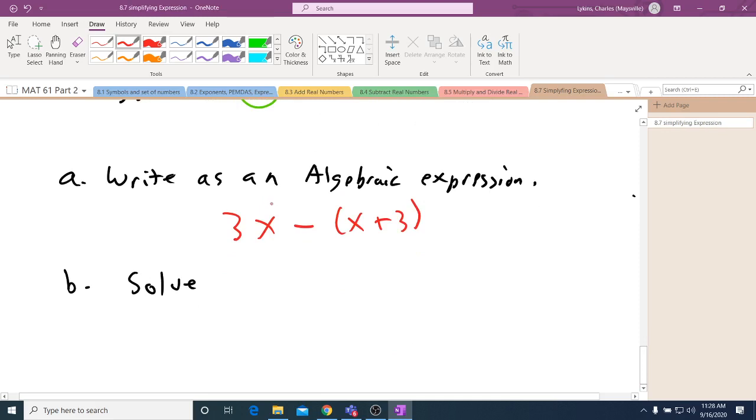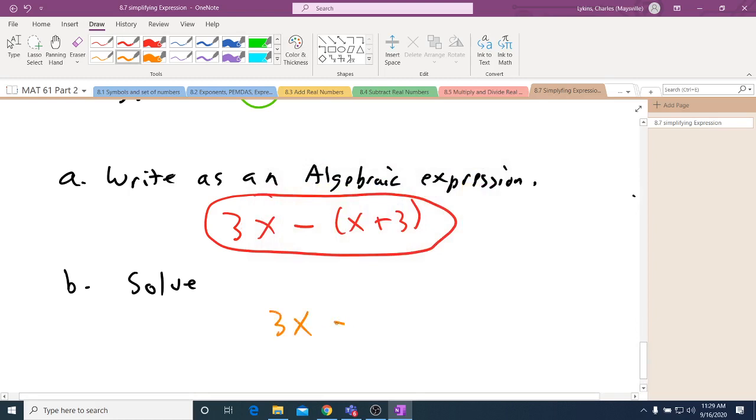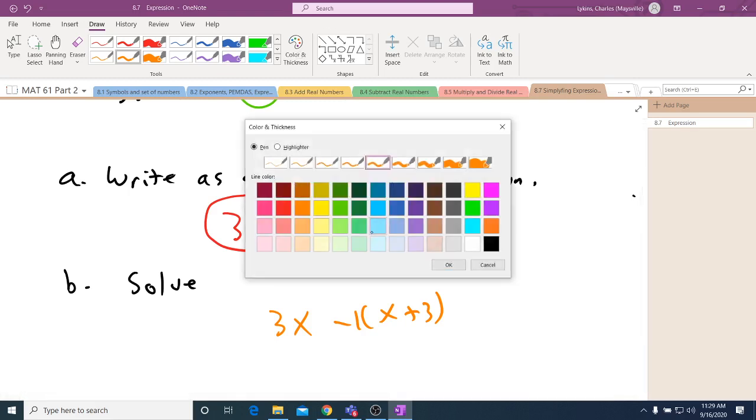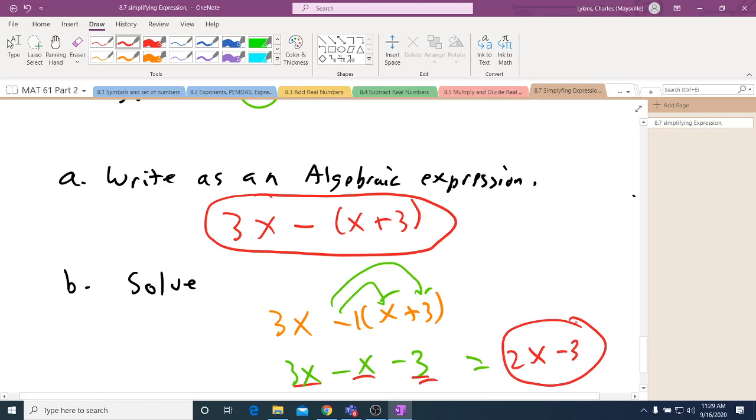This is part A. In part B, we're taking this 3x, I'm going to rewrite it, 3x minus x plus 3, and we're going to make that a negative 1. And what I'm going to do is distribute that negative 1. So it's going to be 3x minus x, and then negative 1 times 3 is negative 3. So 3x minus x is 2x minus 3. This is what simplifying would mean.